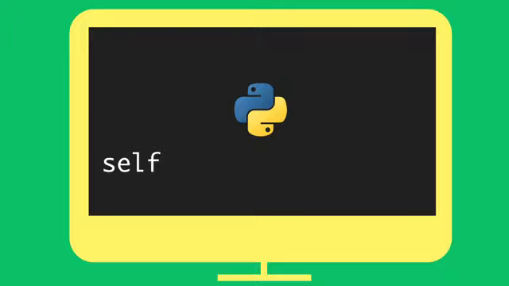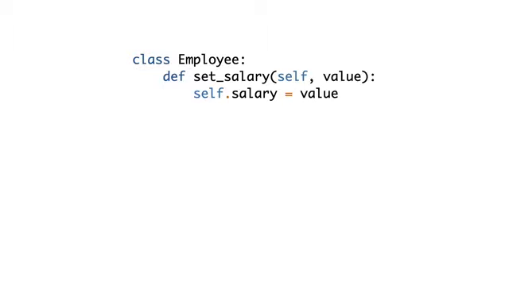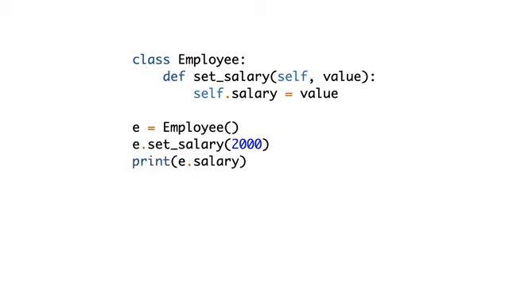In this video, I explain self in Python classes. Look at this code. I create an Employee class with one method, setSalary. Then I create an Employee instance. I set the salary and print the salary.